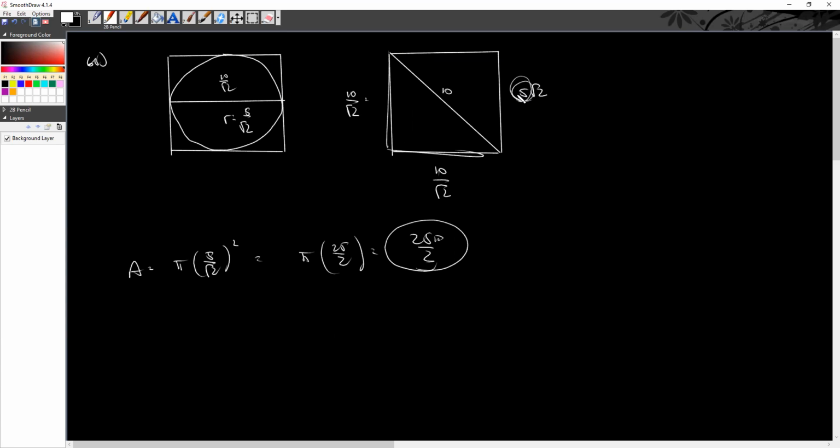Good question. Can someone raise their hand and answer that question? How do we get 10 rad 2 for the diameter? Jansen. 45, 45, 90 right triangle. Good job. Minnie, are you good? Okay.